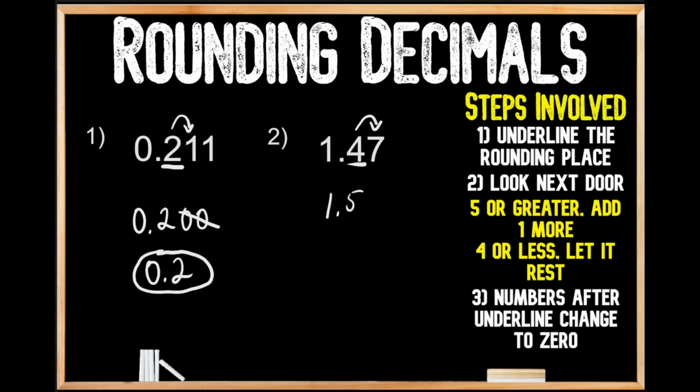And you'll remember from earlier that we don't have to write a 0 here, because if we were to write a 0, 1 and 50 hundredths has the same value as 1 and 5 tenths. So when we round 1 and 47 hundredths to the nearest tenths, we get 1 and 5 tenths. So hopefully by now you understand the steps involved when rounding decimals to the nearest tenths.